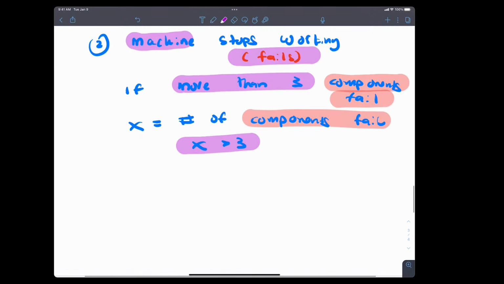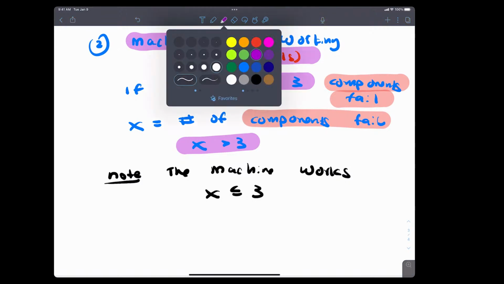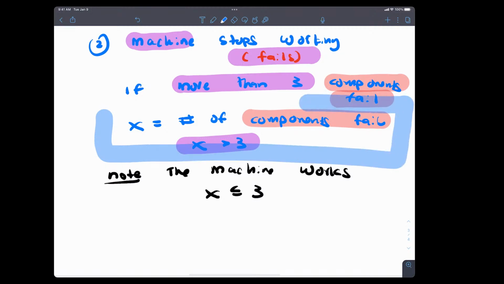Okay, now I want to do a note here. This is more than 3. Let's note. The machine will work when X, more than 3, that means 4, is less than or equal to 3. Okay, so let's think about this. This is the machine. X is the number of failed components. So when the number of failed components is no more than 3, the machine works now. So I'm going to stick with what they gave me. I'm not going to make life complicated here, okay?